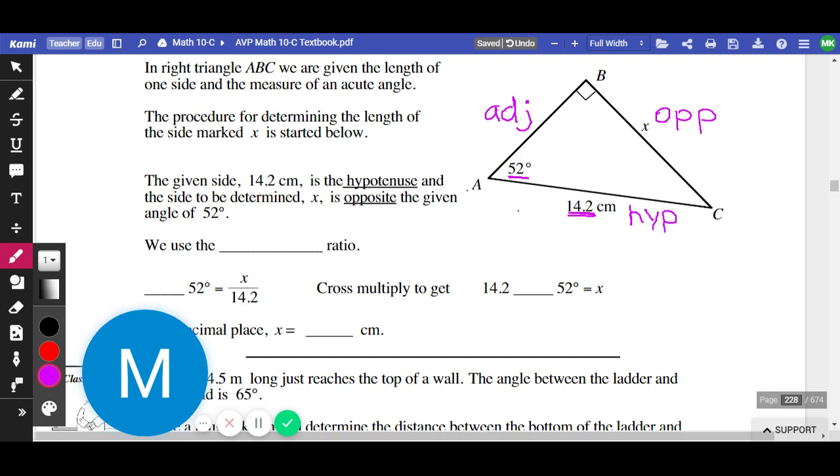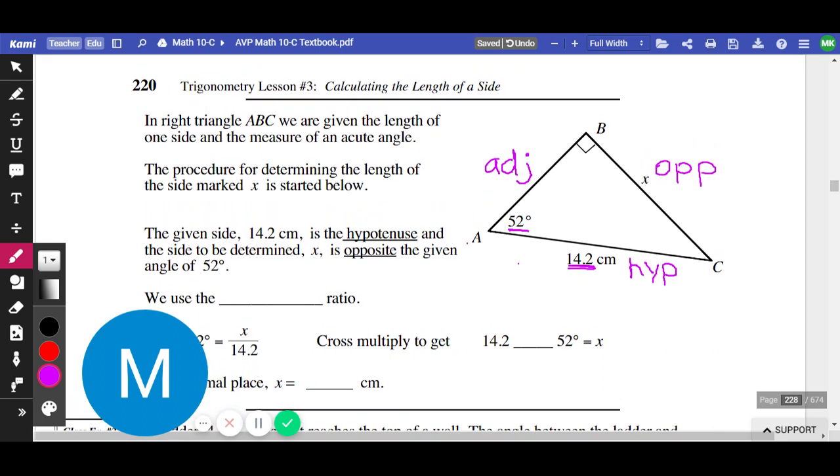Awesome. I'm going to have to squeeze this in here somehow. So this should work. So my first step was label my triangles. My second step is to write out Sohcahtoa. So remember Sohcahtoa we learned yesterday, it helps remind us of the trig ratios, sine, cos, and tan. Sohcahtoa looks like this.